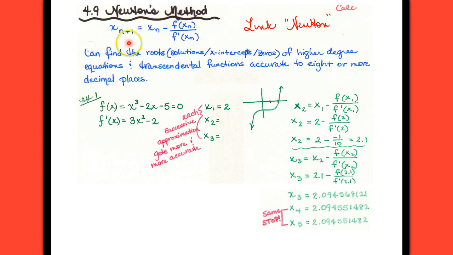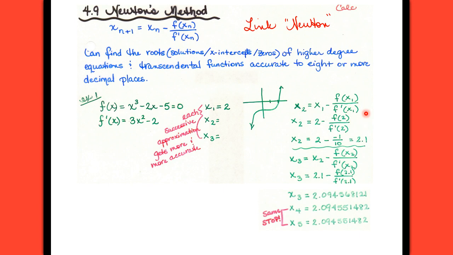X sub n plus 1 is equal to x sub n minus f of x sub n divided by the derivative of x sub n. So when we want to do x sub 2, we've got x sub 1. If n plus 1 is equal to 2, that means n has to be 1, right? So that would be x sub 1 minus f of x sub 1 divided by the derivative of x sub 1. And so that's what we have right over here. If you want to find x sub 2, it's going to be x sub 1 minus f of x sub 1 divided by the derivative of x sub 1.